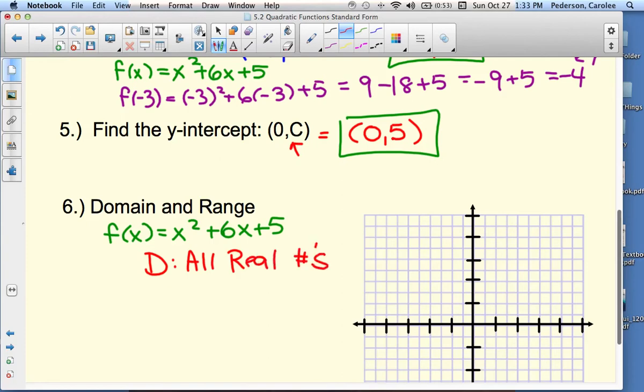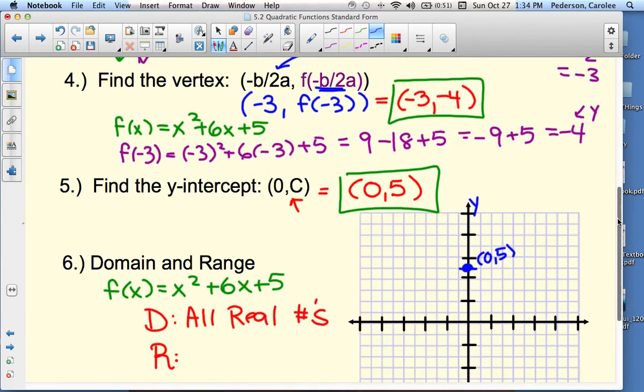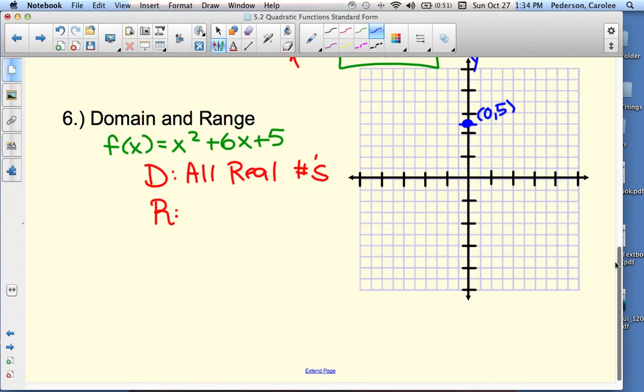For the range, that's a little bit different. So I want to just take a moment and grab a few of these things that we already found in these previous steps. Again, you don't have to do this part, but I want to explain what we just found. So the y-intercept is on our y-axis. We're going to go up 5 units. Here's our point, 0, 5. We then found our vertex point, negative 3, negative 4. So on the x-axis, negative 3. On our y-axis, negative 4. Here is our point, our critical point, our vertex.